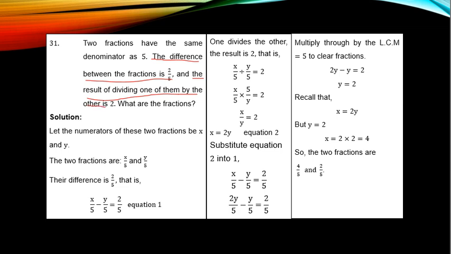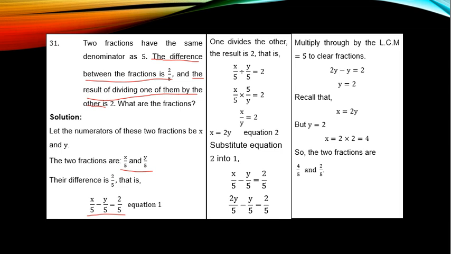Okay. Now these two fractions, you already know that their denominator is 5. What is unknown is their numerator, so you assume it. Let x and y be the numerators of these fractions. So the two fractions are x/5 and y/5. Remember, their difference is 2/5, and difference means minus. So x/5 minus y/5 is equal to 2/5. The first statement ends there.